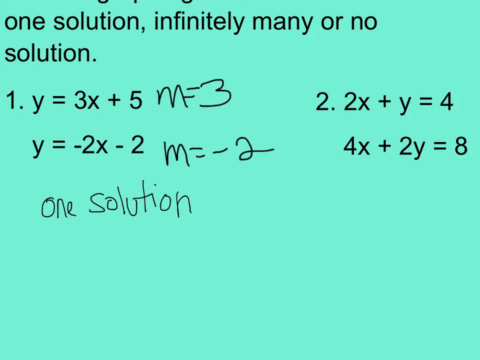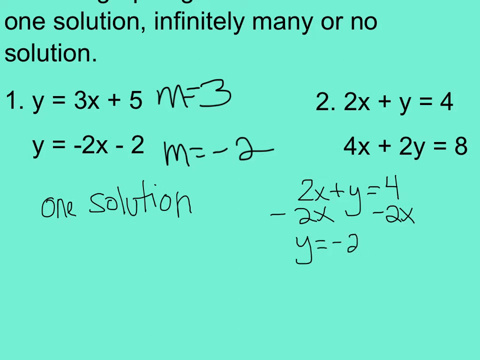Now number 2, we can't tell yet because we need to solve each equation for y. So I'm going to take the first one, 2x plus y equals 4. To get y by itself, we would subtract 2x. So I would have y equals -2x plus 4. So there's equation number 1.